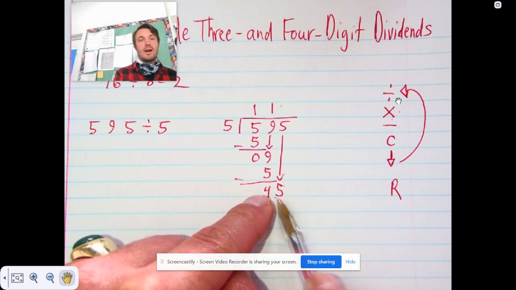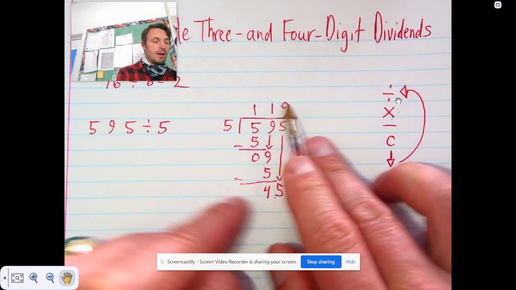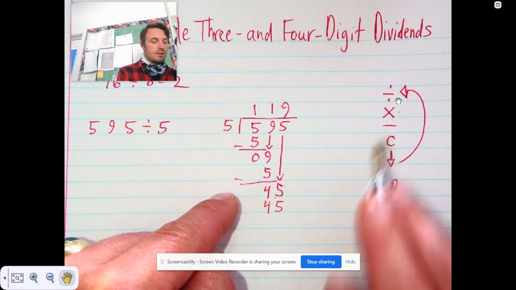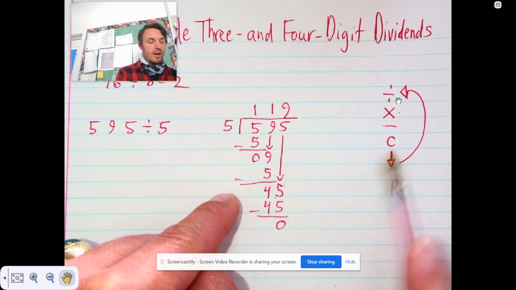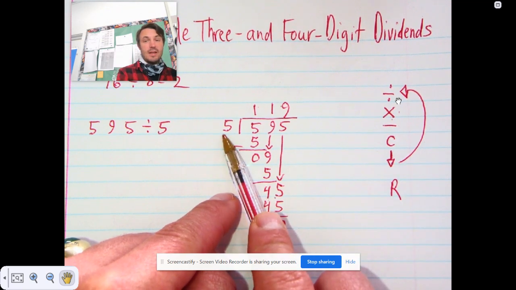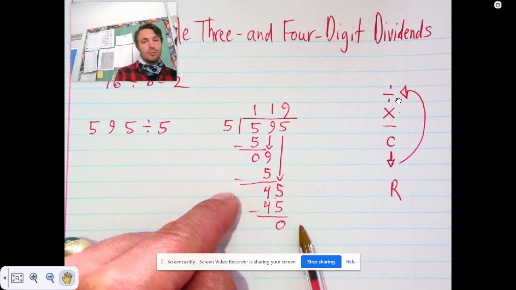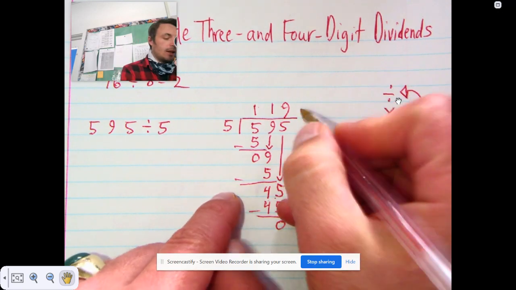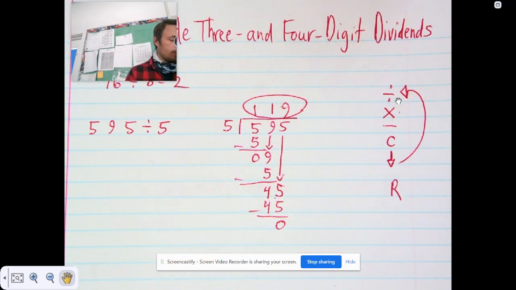5 can fit into 45 9 times. Now we multiply. 9 times 5 is 45. Now we subtract. 45 minus 45 is 0. Okay, now we compare. Is 0 smaller than 5? Yes, it is. And the next step is bring down, but there's nothing left to bring down, and there's no remainder to write, so we're done. The answer's 119. Let's do another example together.